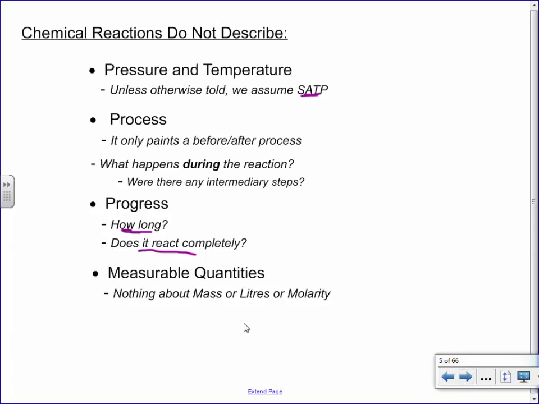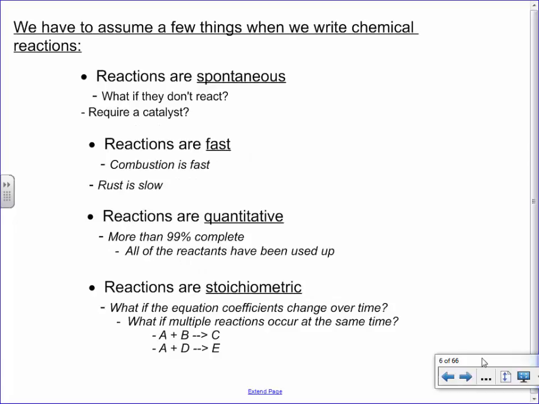And then the final thing, which is kind of the point of where we're starting today: it tells you nothing about measurable quantities. Hence our unit on quantitative change. We're going to talk about how much mass, how many liters, how much molarity, moles per liter these things have. Our chemical equations are useful, but they don't necessarily tell us all of the information we need to be able to do a lab. So here are a few more assumptions we have. Again, I'm just reading off my slides for now. I don't usually do this a lot. But we assume a few things when we write chemical equations.